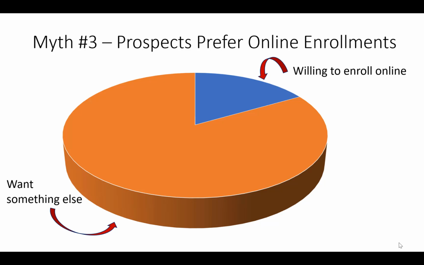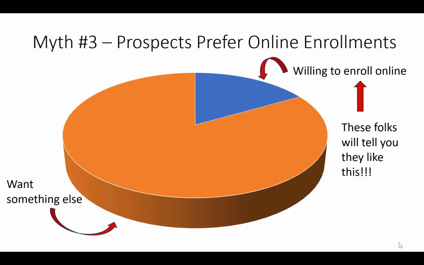This one, the orange section here, it represents the people that want something else. They either have questions they need answered, they want to come in for a trial or an open house, or to communicate for some reason with a human being that can kind of put their fears to rest or something like that. And if we're pushing them constantly to enroll online, we lose out on a massive piece of the pie.